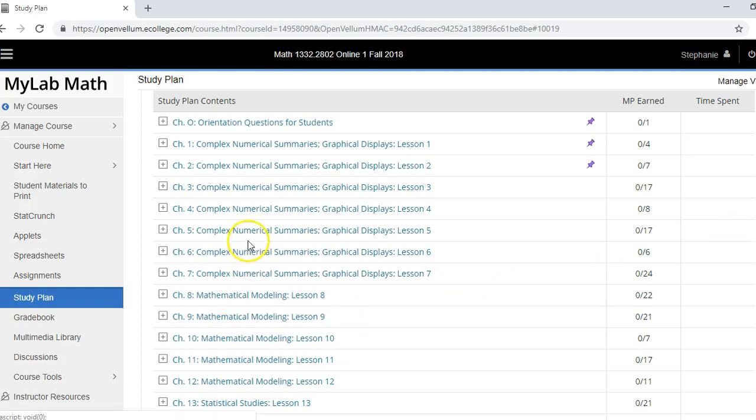And so right here, you'll notice that there are study plan questions for chapter 5. We did not do 6, but we did 7 and 8. You can play around in these. You can assign them to yourself. You can play with the quizzes. You can do what you want to.